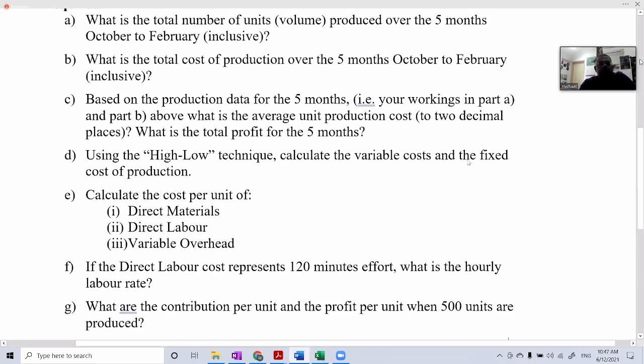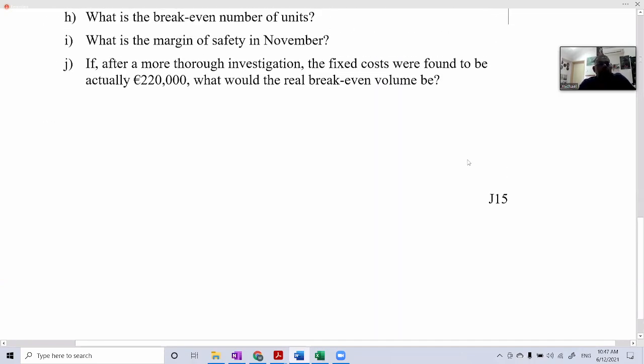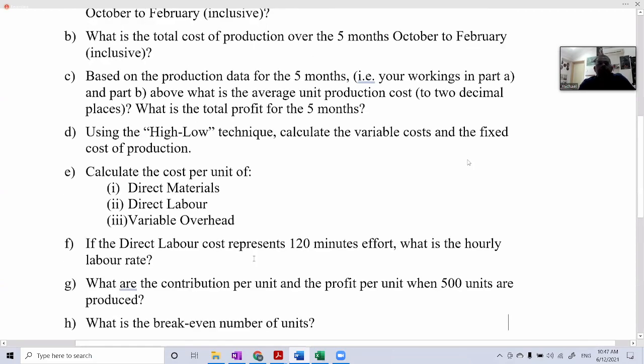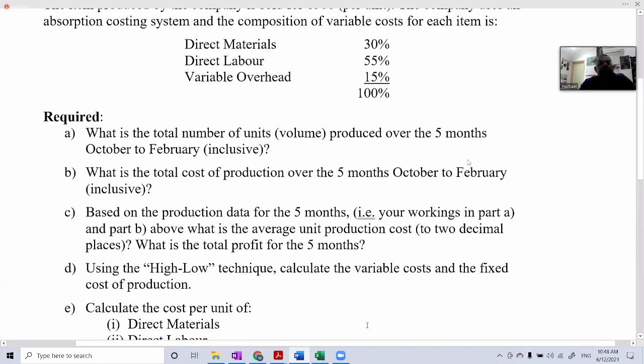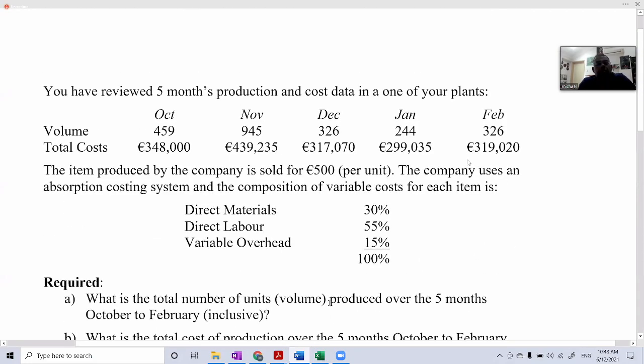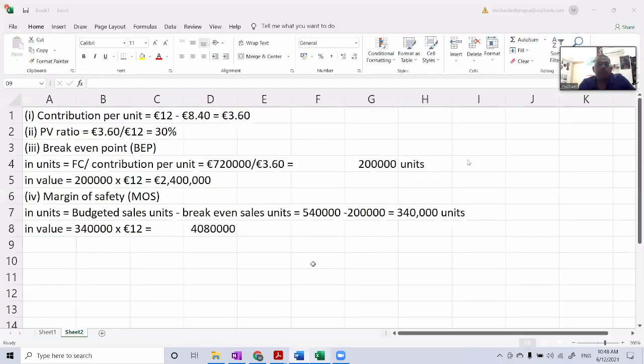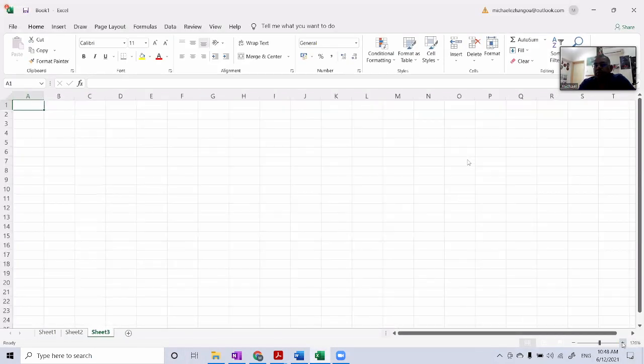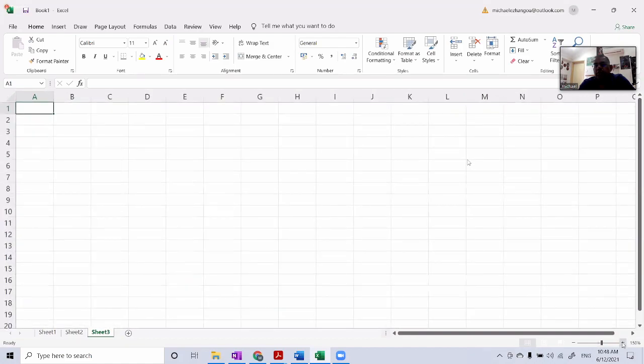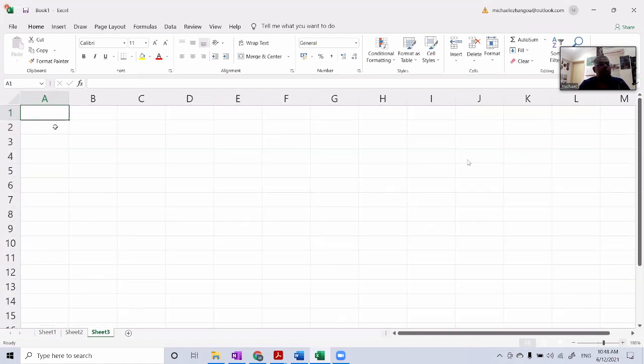A lot of sub points. Assuming it's 25 marks, I think the mark breakdown will be 2-3 marks, or maybe even 1 mark per question. For example, A: what is the total number of units produced over the 5 months, October to February? And B: what is the total cost of production of the 5 months, October to February inclusive? A and B are pretty straightforward questions. Before you read the rest, let's work out A and B.